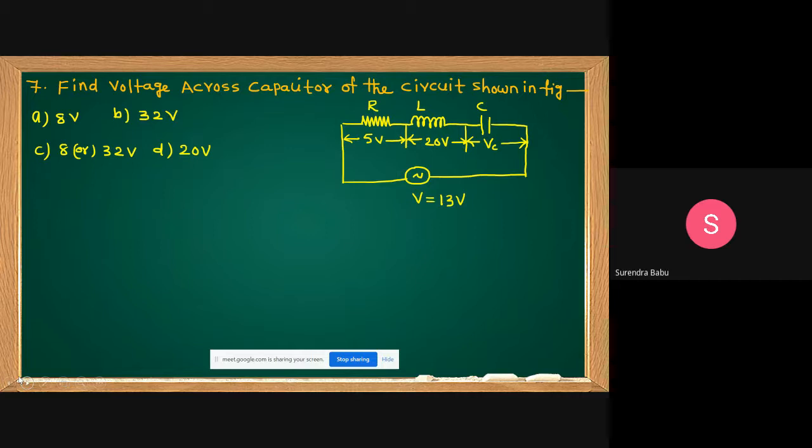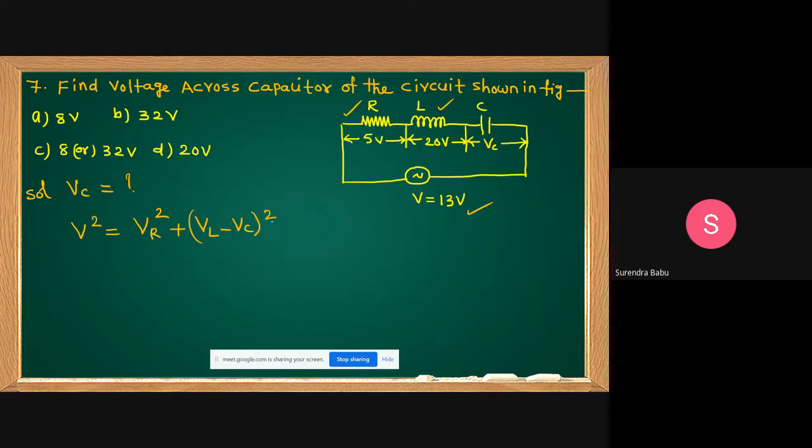Find the voltage across the capacitor of the circuit shown in figure. Can anybody find it? That means in this problem we want to find VC. V you know, VR you know, VL you know, then you want to find VC. Then how can we find it? V square equals VR square plus (VL minus VC) whole square.